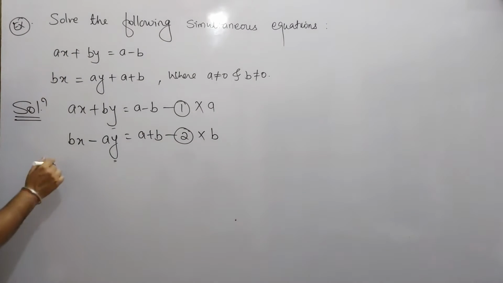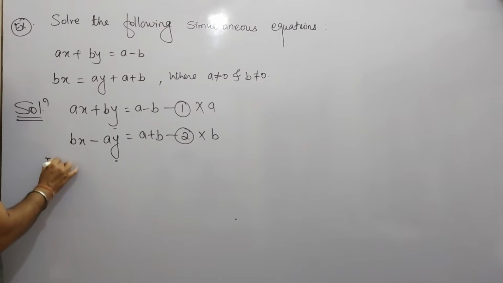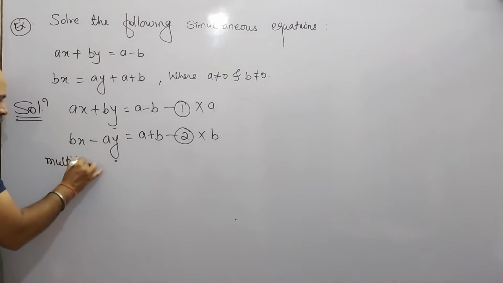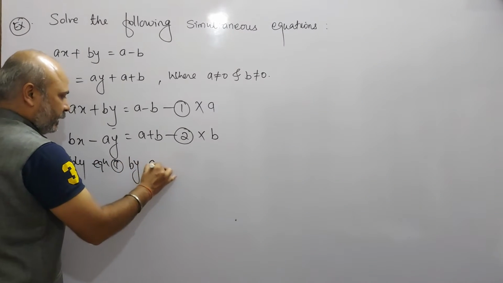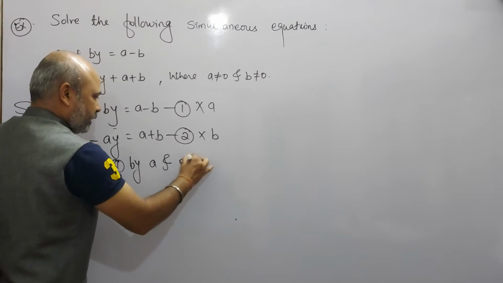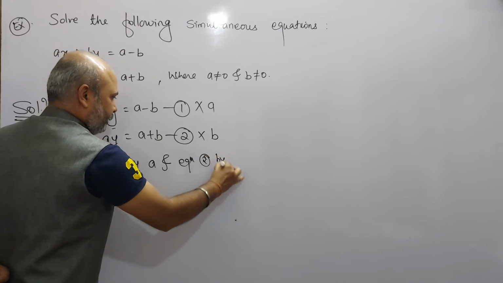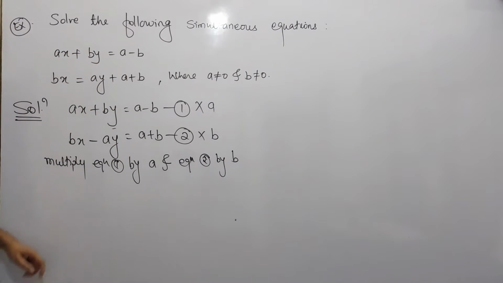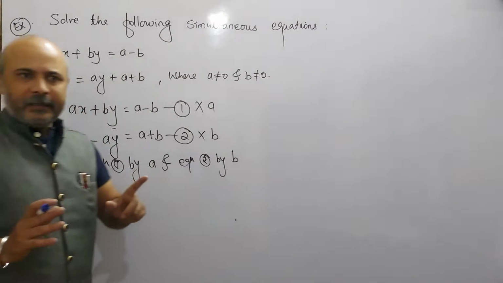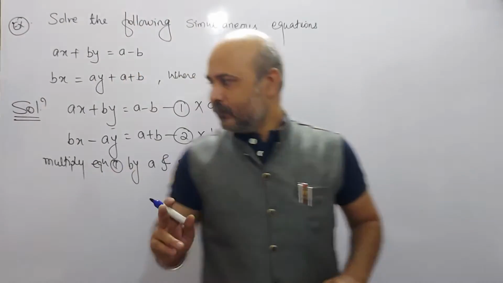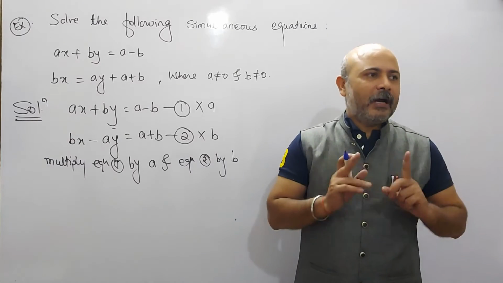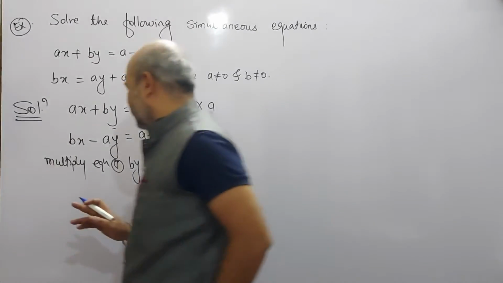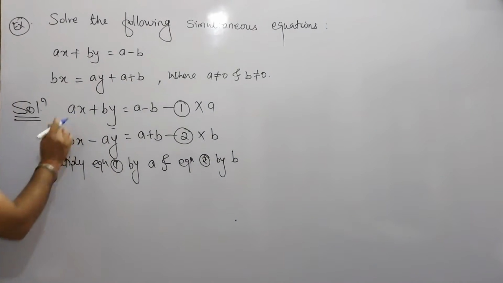So when you multiply, write: multiply equation 1 by a and equation 2 by b. Why are we multiplying equation 1 by a and equation 2 by b? Because to make the coefficient of y equal. Let us multiply now.